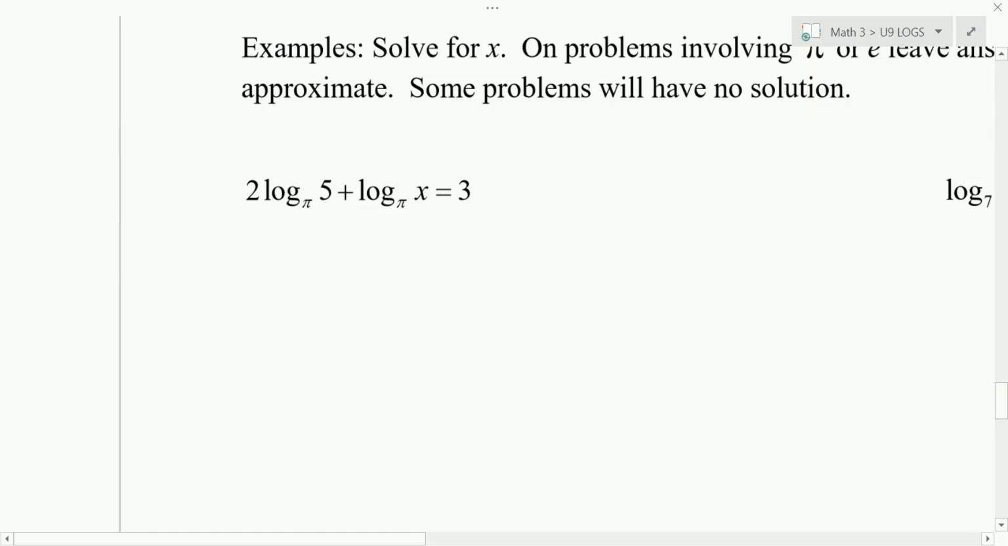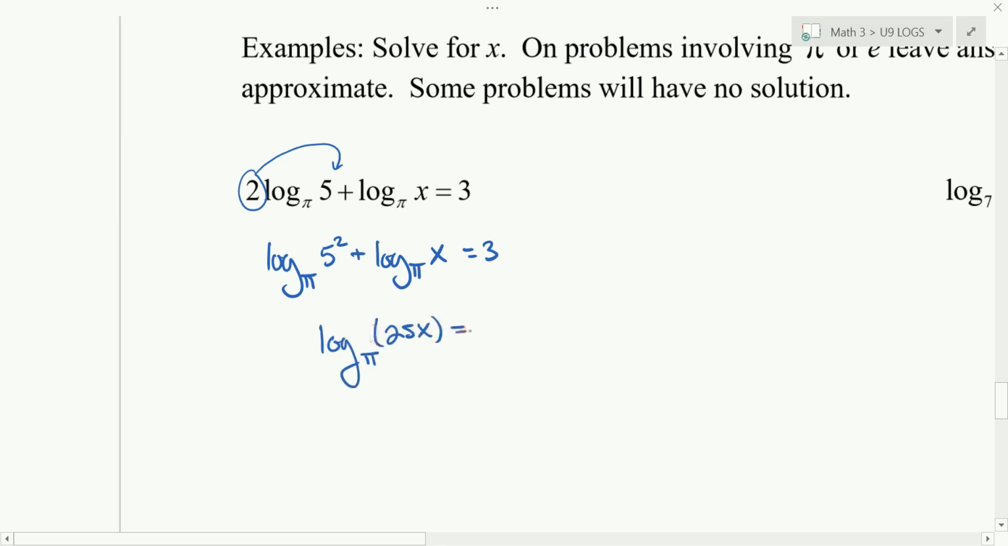So you need to condense, not expand. So 2 is going to become the power of 5, and we get log base pi of 5 squared plus the log base pi of x is equal to 3. And then when we add the 2 logs, we multiply. So log base pi of 25x equals 3.